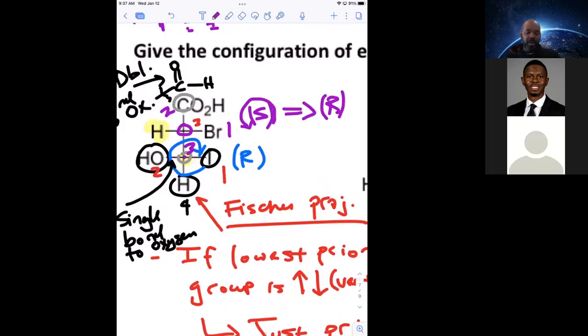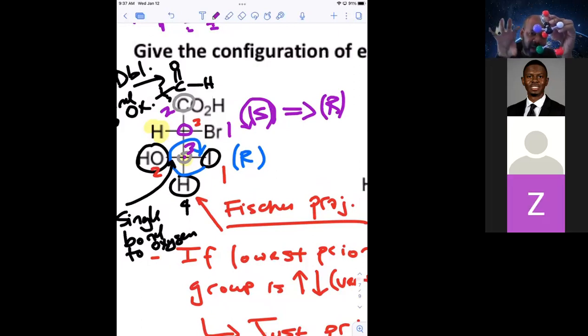Because again, if you look at the model, which one is horizontal right here? Can you see that? Let me get this right here in this camera. Can you see how that's coming out at you and not coming back towards me? So the fact that H is coming out means that once I have prioritized, it's going to have the opposite of what I see, because the goal is always to get that lowest priority group away from you when you're determining configuration.